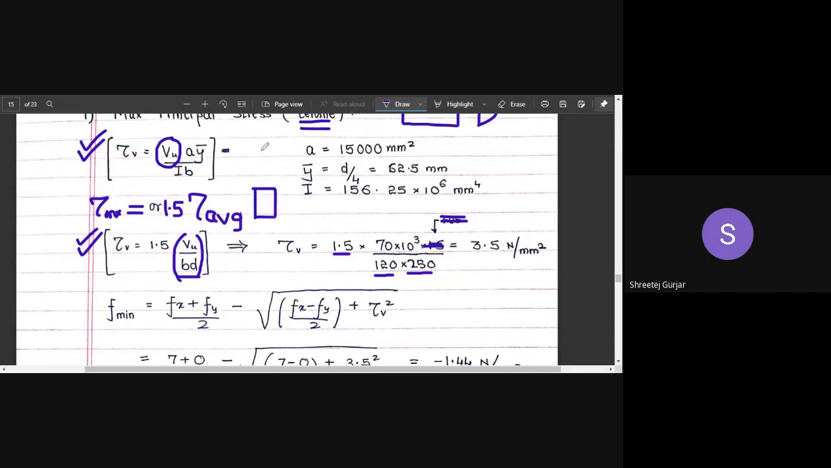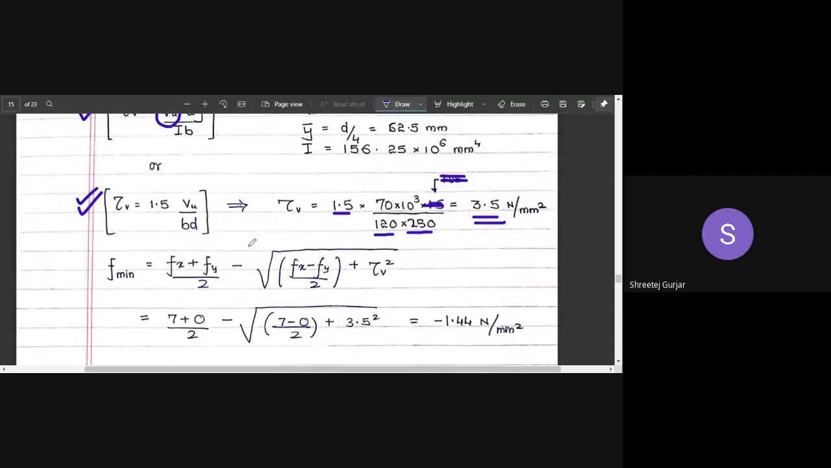Similarly, for a circular section, instead of 1.5, it will be 4 by 3. I think it is 4 by 3, correct? 4 by 3 into tau average. So depending upon the section, this particular constant changes. Here we are dealing with a rectangular section, hence we are using 1.5 tau average, that is VU by BD. So we have got the value as 3.5 Newton per mm squared.